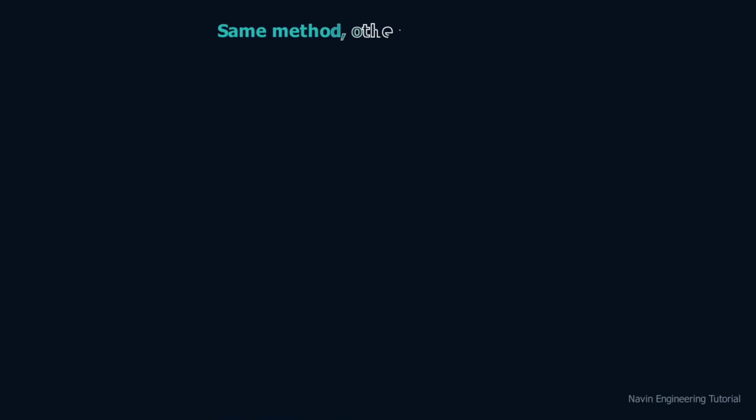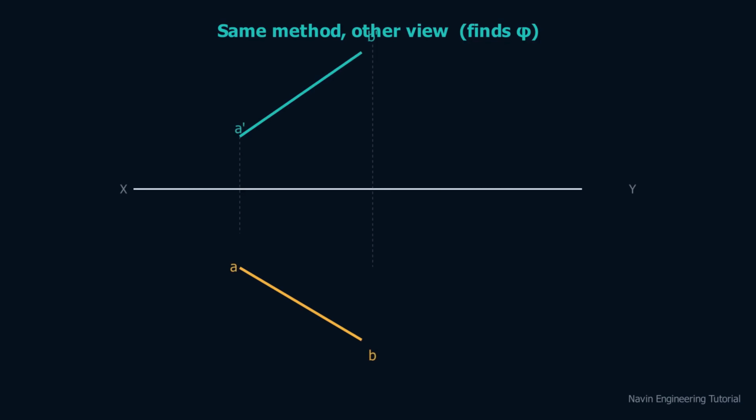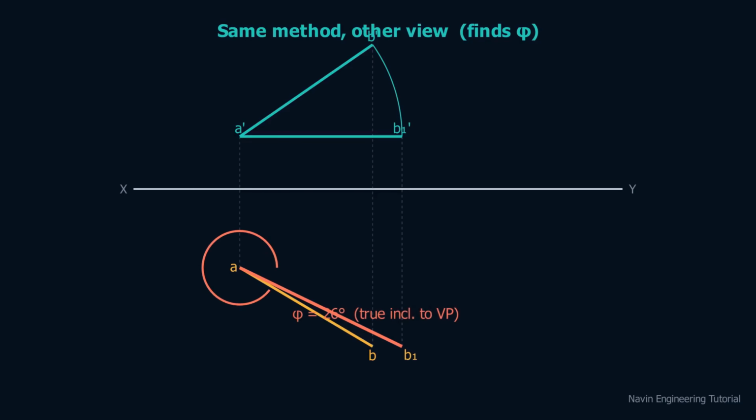By perfect symmetry, if we instead rotate the front view flat and carry it down into the top view, we recover the true length again. And this time the angle we read is phi, the true inclination to the vertical plane. Rotate the front view about A' until it is horizontal. Carry the rotated end down to the depth of B in the top view and join to A. Again, that join is the true length. The angle here is phi, the true inclination to the vertical plane, about 26 degrees. The two rotations are simply mirror images of each other.